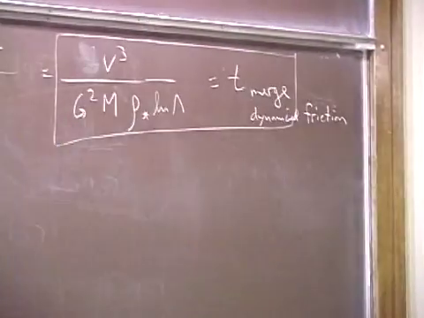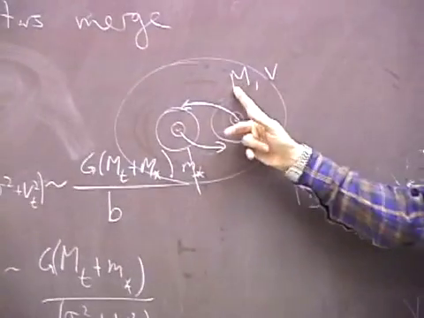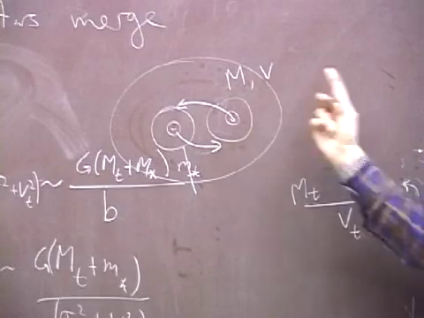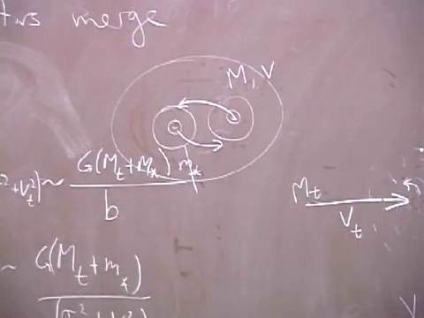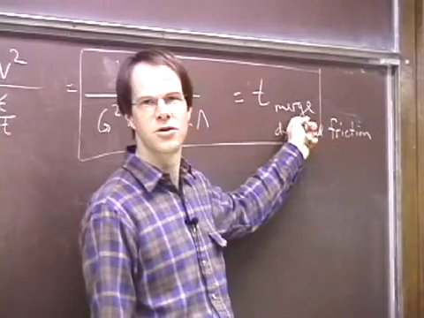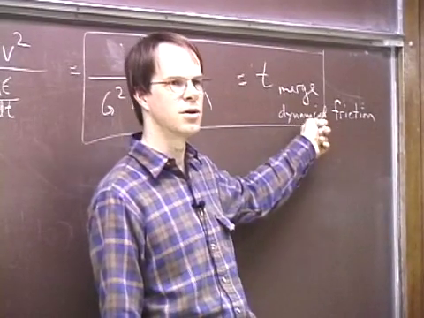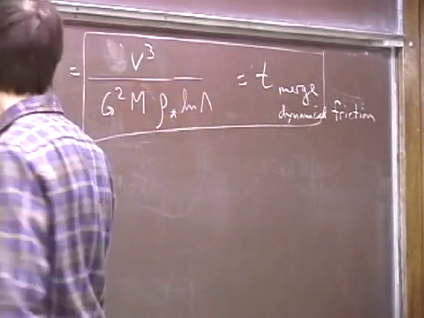So if you put in some numbers, if you say that these are like 10 to the 10 solar mass central kiloparsecs of galaxies orbiting each other at a few hundred kilometers a second, you'll see that this time scale comes out to be of order 10 to the 8th or 10 to the 9 years. So it's short compared to the age of the universe to merge.